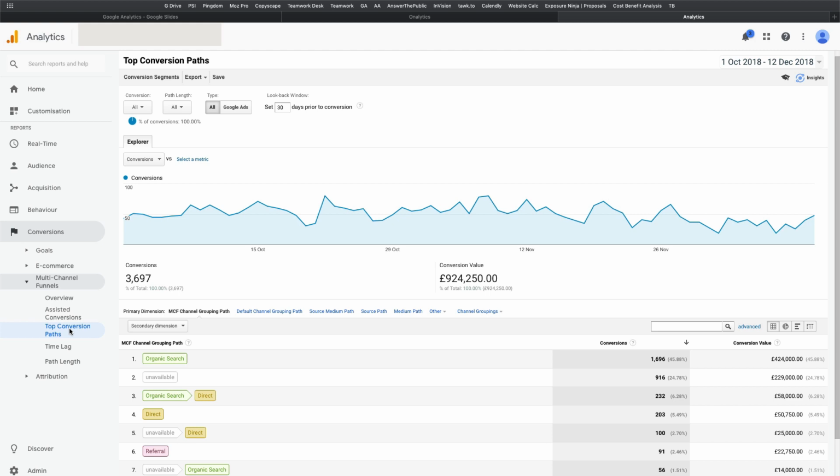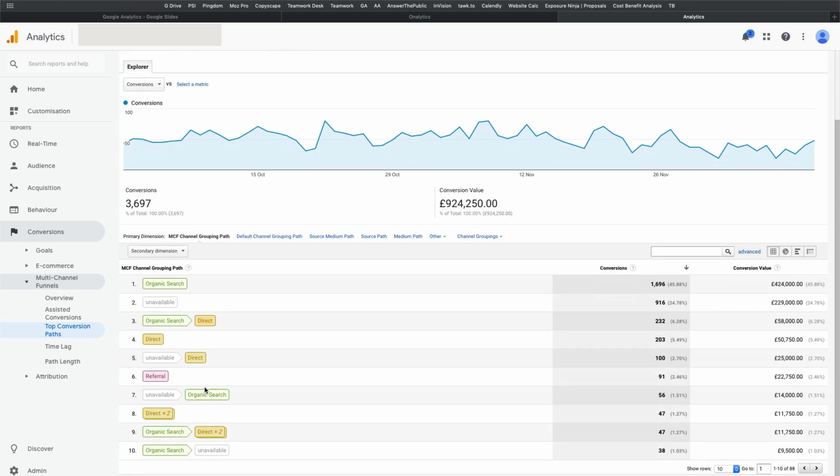If you click on top conversion paths, at the moment we're looking at all the conversions that have come through to the site and all path lengths. We can see that organic has contributed the most direct conversions on its own. So this is just people searching on Google and immediately converting. We can also see people who've searched on Google and then later typed in the URL directly. That's 232 conversions during that period, 58K, just from people who've searched on Google and then later typed in the URL. People who've come through direct have contributed 50K, and so on and so on.